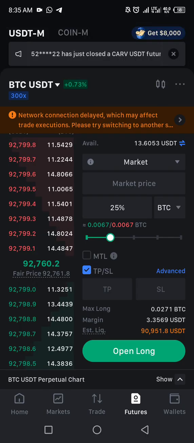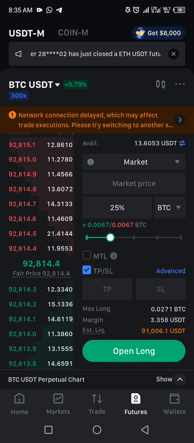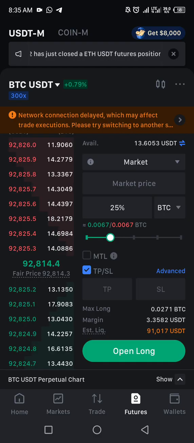Don't ever be greedy. Anywhere you see profit, even if it's $1 or $0.5, just take it, because the market has no sympathy on anyone. So anywhere you see profit, please take profit. I repeat again, anywhere you see profit, take profit.